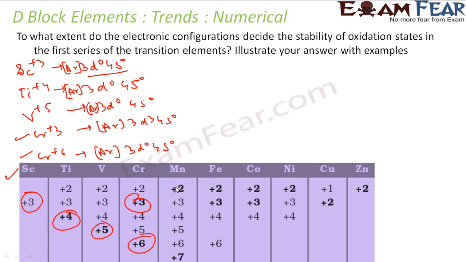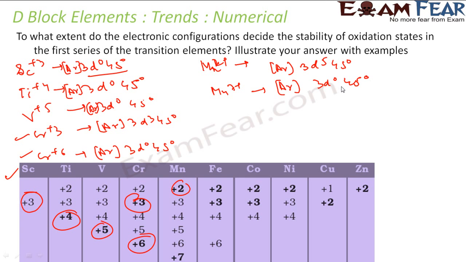Mn2+, let's see. Mn2+ electronic configuration will be argon 3d5 4s0. This is also correct. This is stable, half filled. Mn7+ will be argon 3d0 4s0. This is also correct, all empty, so all filled actually, so this is also correct.